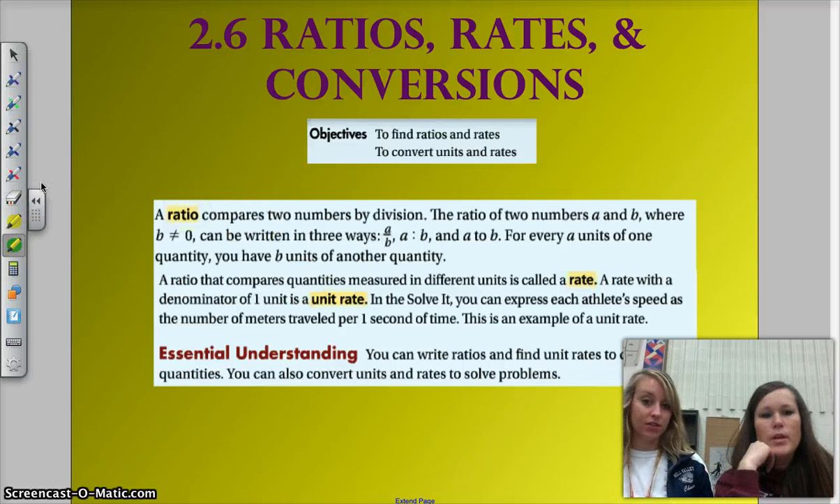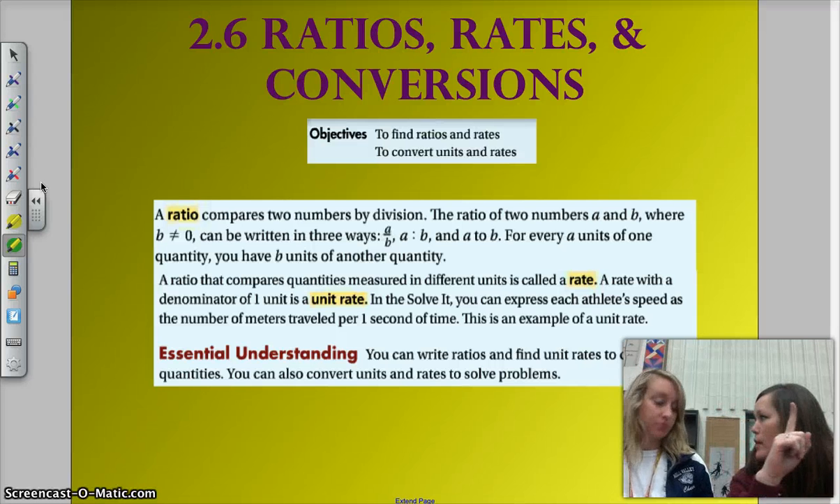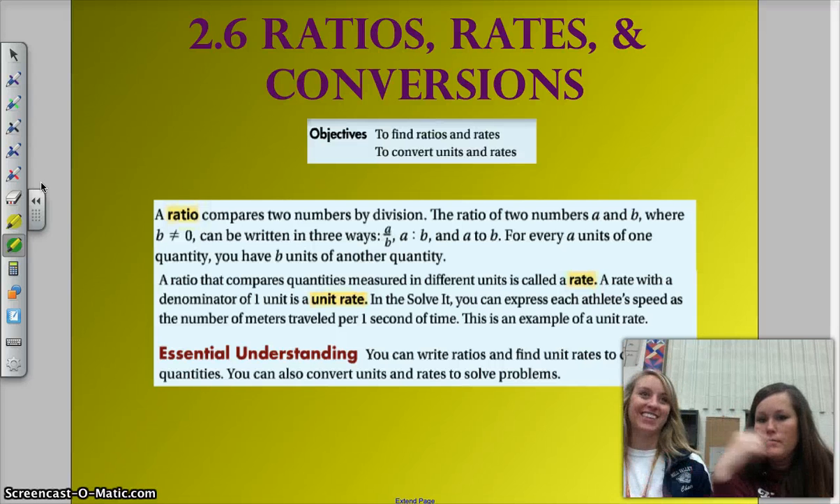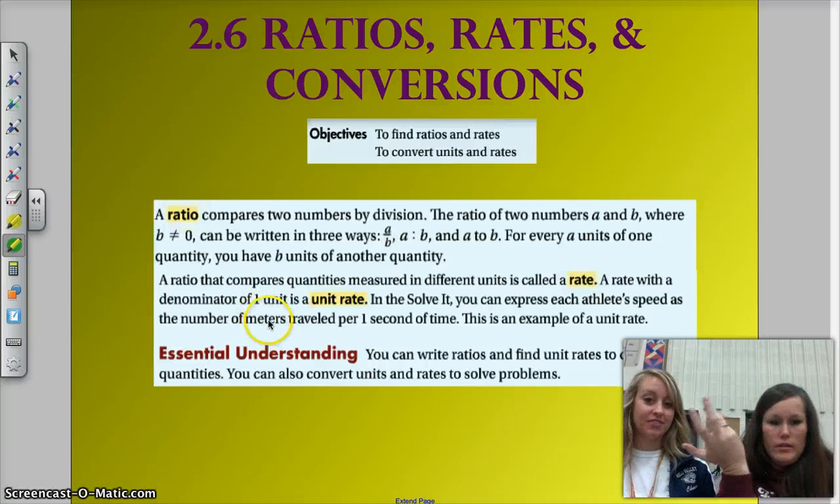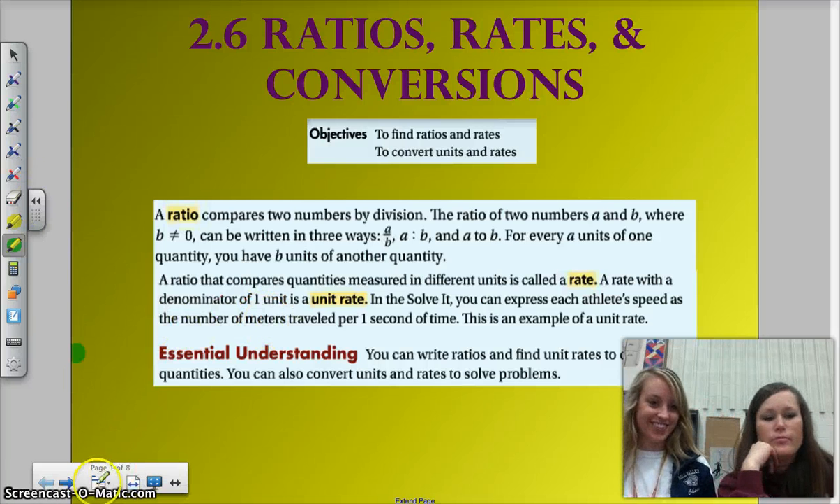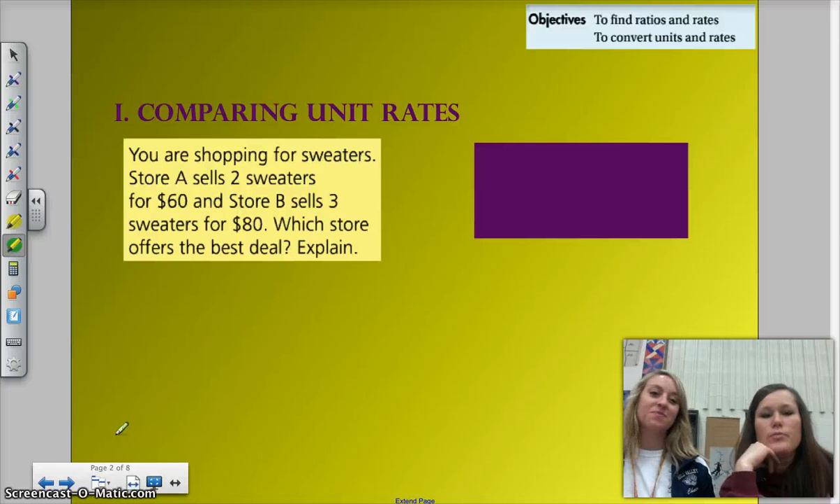So the one thing we want to talk about is a unit rate. A unit rate has a numerator of 1. And that's it. Okay, so comparing unit rates.